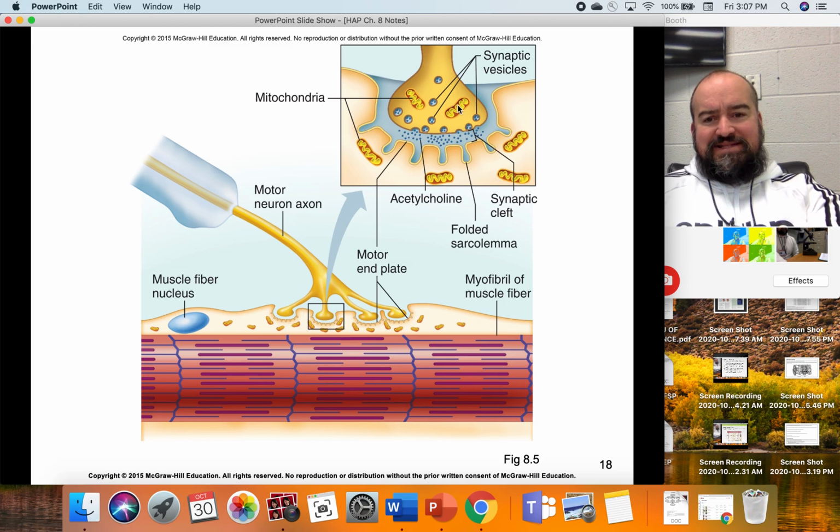You can see inside, they've zoomed in, inside of the axon, there's lots of mitochondria. Remember, those are the powerhouses of the cell. And there's the synaptic vesicles with their neurotransmitters. They fuse to the membrane. This is exocytosis. They fuse to the membrane and spill out their neurotransmitters. In this case, acetylcholine is the neurotransmitter. It goes into this synaptic cleft, the space between, and it's going to bond to receptor sites on the muscle cell.